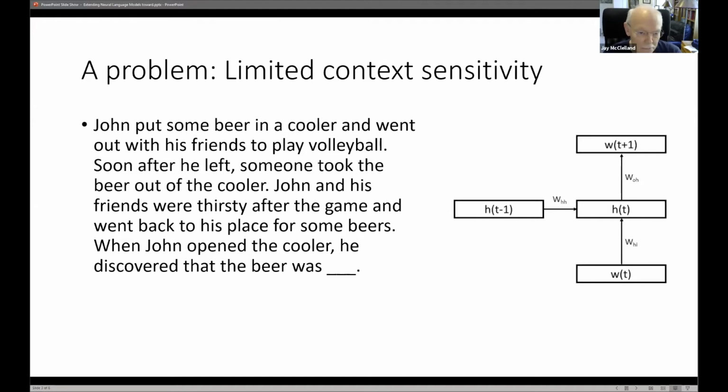So if we read a little passage like this: John put some beer in a cooler and went out with his friends to play volleyball. Soon after he left, someone took the beer out of the cooler. John and his friends were thirsty after the game and went back to his place for some beers. When John opened the cooler, he discovered that the beer was gone. You all knew that, right? And the context is coming from way before. And the problem is that even neural networks with LSTMs in them, they have hidden layers, but they can gate stuff in and out, but they still have a limited bottleneck.